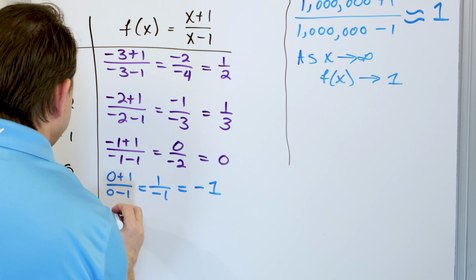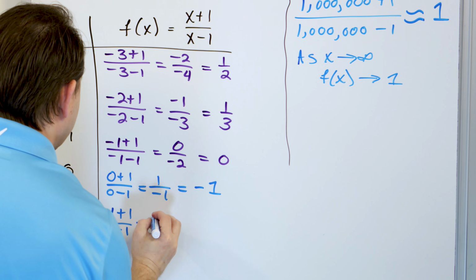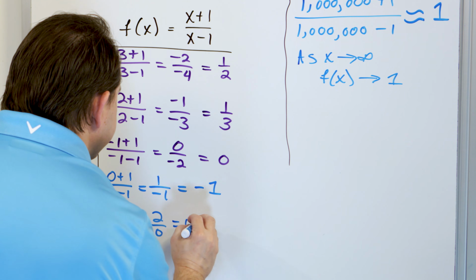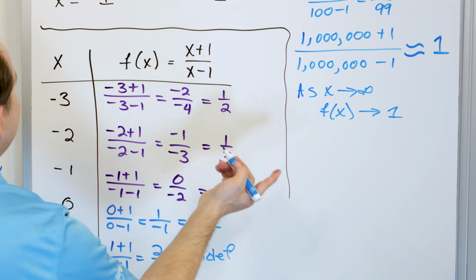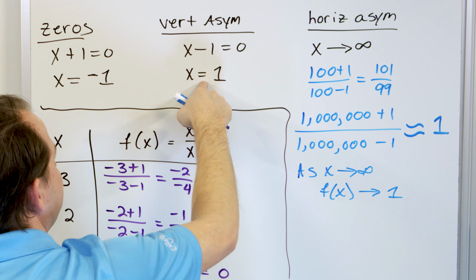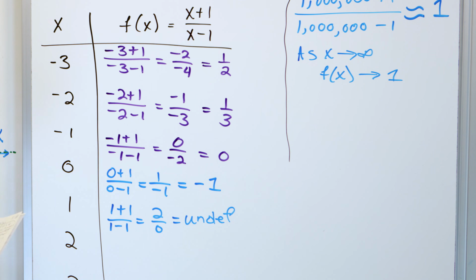Put the value of 1 in, I'll get 1 plus 1 over 1 minus 1. That's a problem. 2 over 0. I can't do that. It's undefined. I already figured that out, actually, because the vertical asymptote is set the denominator equal to 0. I knew there was going to be a problem here. And this is shown in my table because I get an undefined value there.